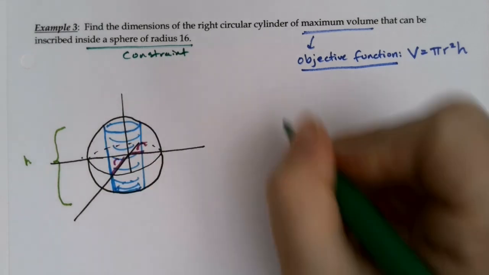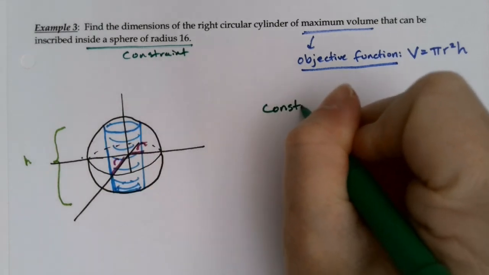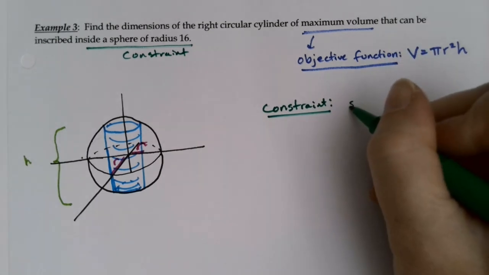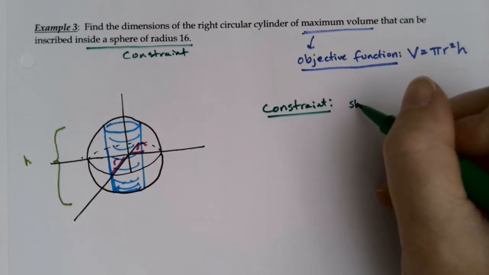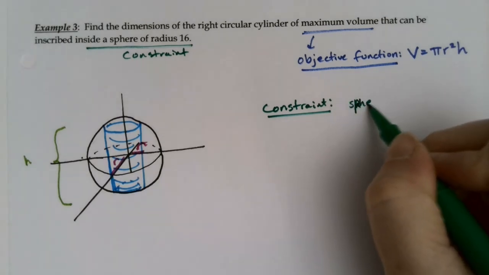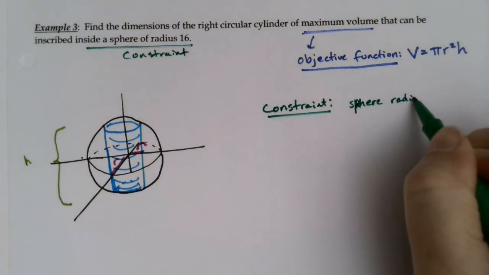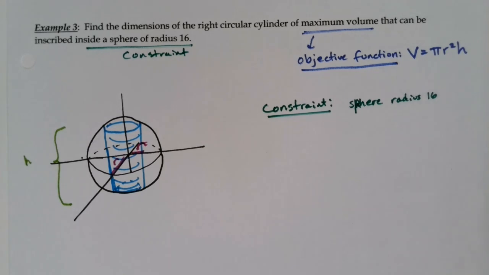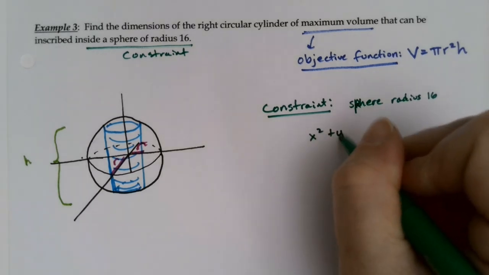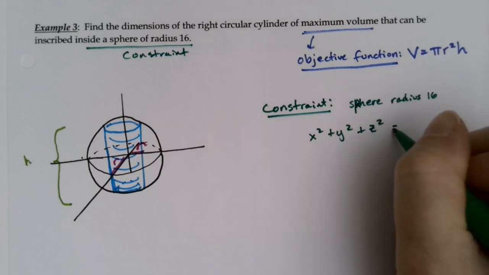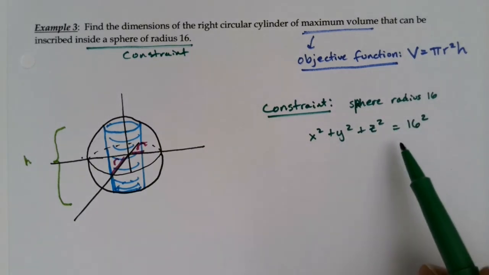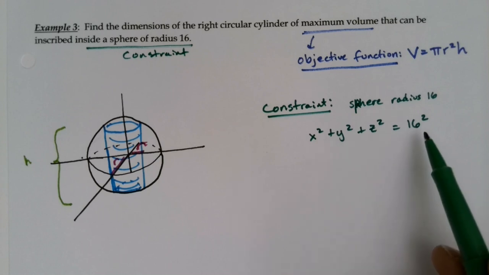Now let's talk about that. So let's look at the constraint. We know that it's a sphere of radius 16, and it's inscribed inside of it. So we know that x squared plus y squared plus z squared equals 16 squared. Right? That's the standard formula for a sphere of radius 16.